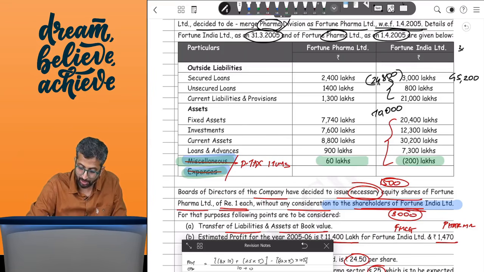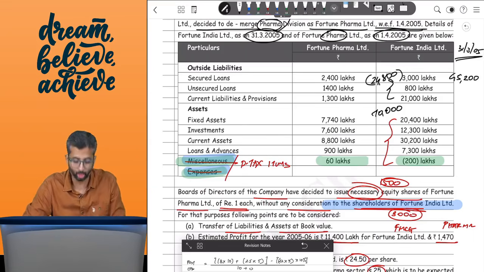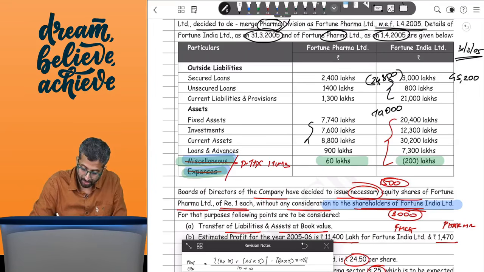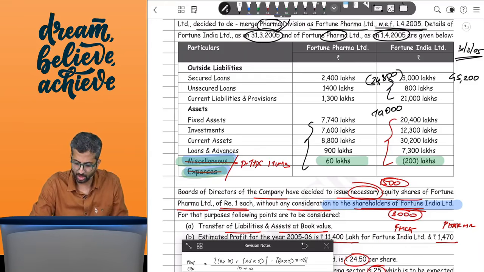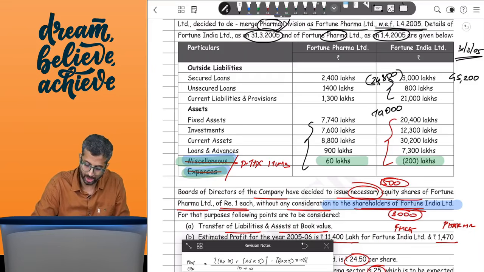However, this is on 31st March 2005, which is including FMCG as well as pharma division both. When I look at pharma, this is 7740, 7600, 8800, 900. If you take it as deferred tax, add 60. If you take it as miscellaneous expenses, don't add this. Minus 2400, minus 1400, minus 1300 comes to around 20,000. So all said and done, this is, let's say, 20,000.